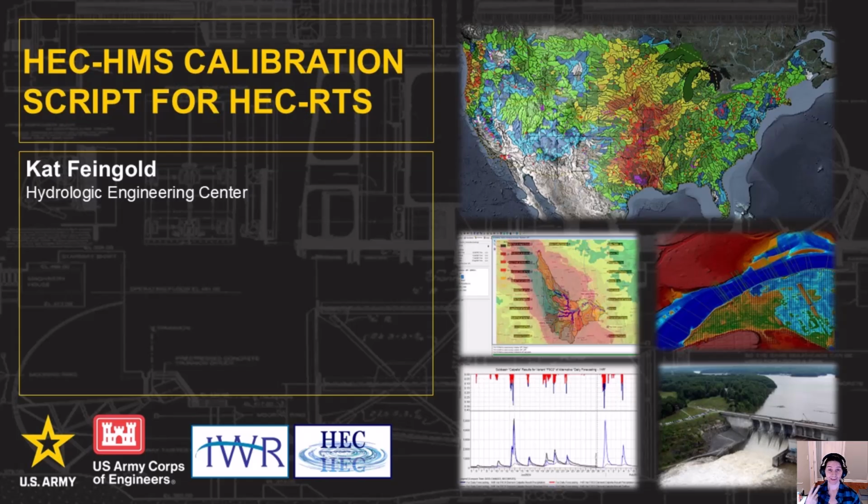Which brings us to the second portion of it. It imports an existing HEC-HMS parameter override file from a calibration library into an active forecast. So what does that mean?